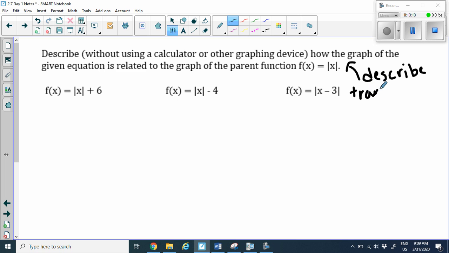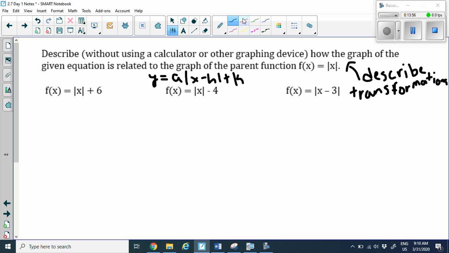Now, sometimes we might have just one or two, or we could have all four types of transformations. There we go. Okay, so describe transformations. Here we have f of x equals the absolute value of x plus k. What I would advise is writing the general equation, because once we know the general equation, that helps a little bit. So remember the general equation: y equals a times the absolute value of x minus h, and then plus k.